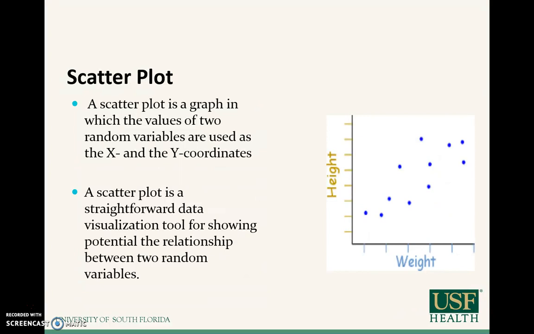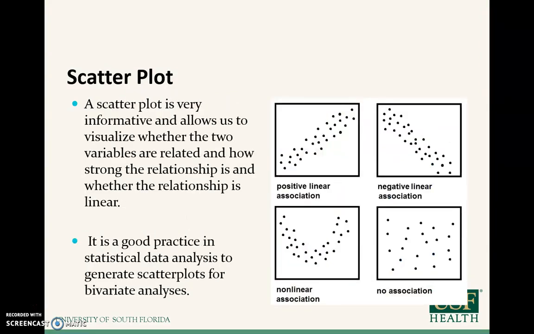A scatter plot is a graph in which the values of two random variables are used as the x and the y coordinates. So basically you have an x-axis and a y-axis, and you just plot the data points on that graph. A scatter plot is a straightforward data visualization tool for showing potentially the relationship between two random variables. And it's very informative.